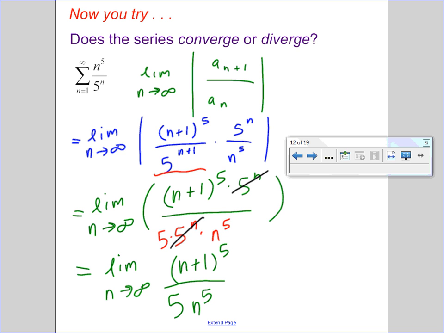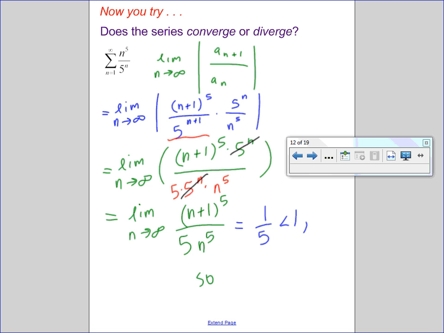Now, we can see that if we were to expand this binomial n plus 1 to the 5th out, we would get n to the 5th plus blah n to the 4th plus blah n to the 3rd plus blah blah, right? The greatest exponent would be n to the 5th. Dividing that by n to the 5th would produce the constant 1, and then each of the successive power terms would be divided by a power that's larger, and they would all go to 0 as n goes to infinity. So I get 1, and then times the 1/5 on bottom equals 1/5. 1/5 is less than 1, so we've got convergence by the ratio test.